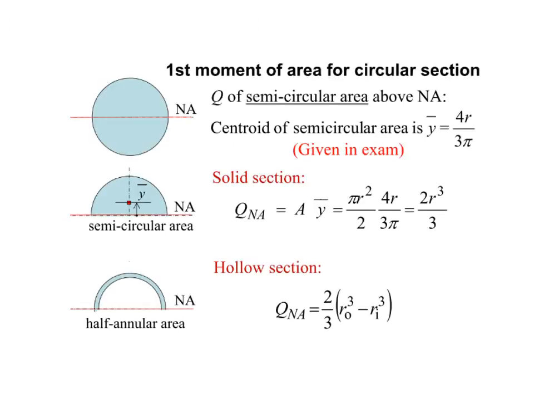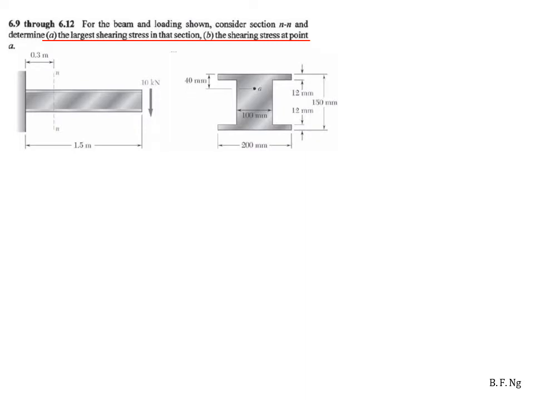The first moment of area for circular cross-sections can also be derived. For a solid section, it is 2r cubed over 3, and for a hollow section it is given here. We will now look into the tutorial. In this question, we will need to find the largest shearing stress in the cross-section of the beam and the shearing stress at point A over here.